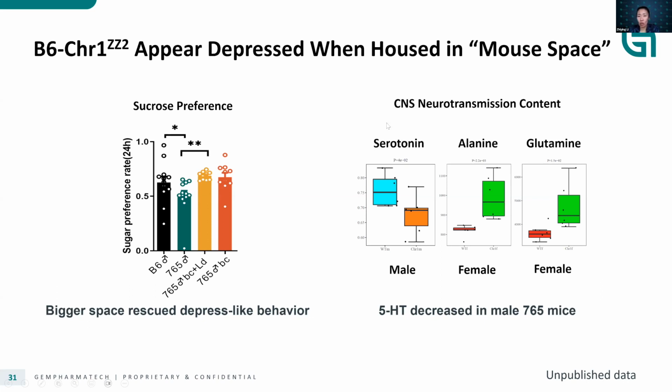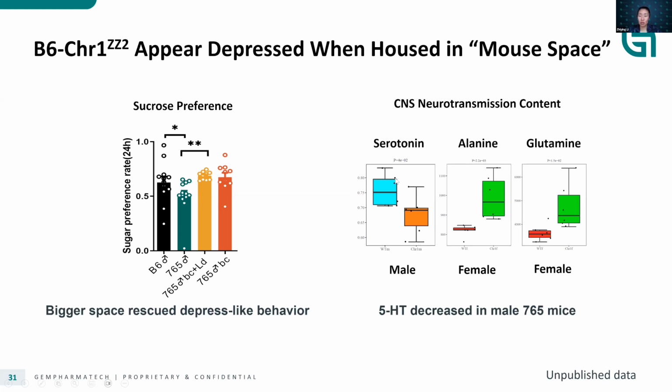Similarly, what we also did, and this is still in progress, is to measure some neurotransmitters or amino acids in the central nervous system. We have done more than 20, and 3 of them showed a significant difference between the B6, which is always the first one, on the left side, versus the ZZ2, which is on the right side.